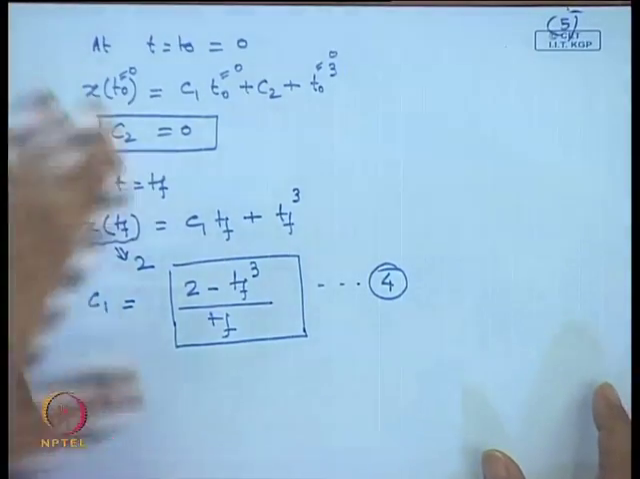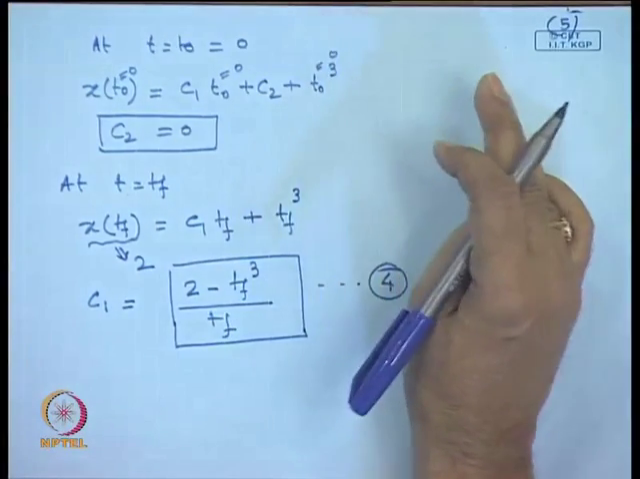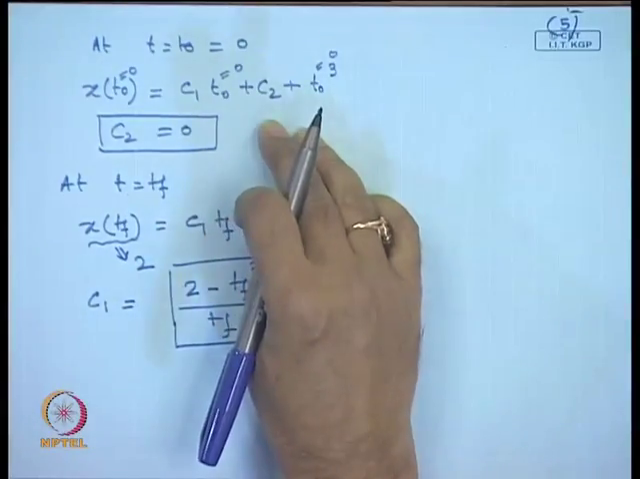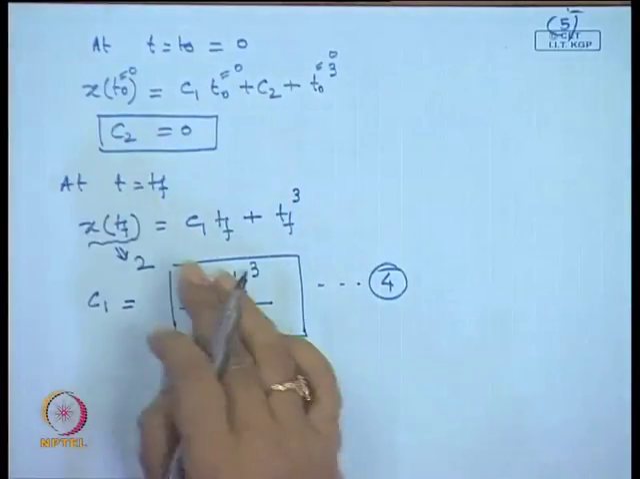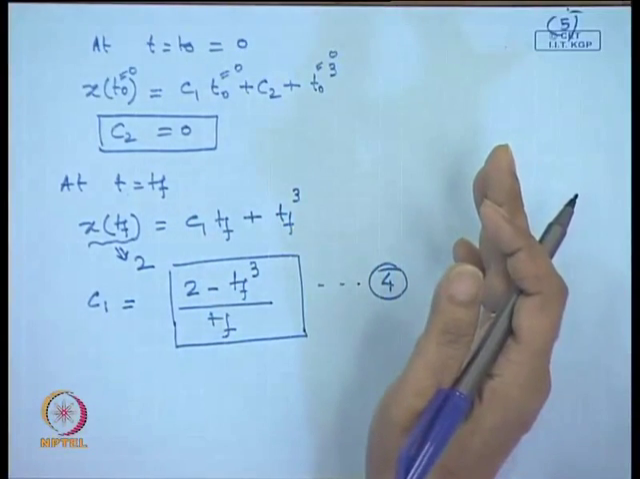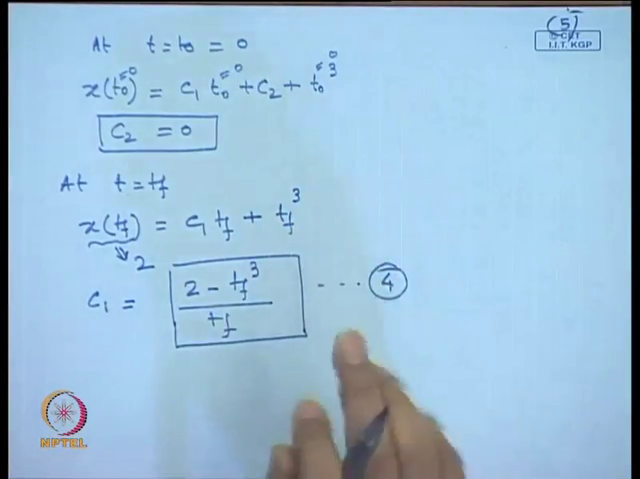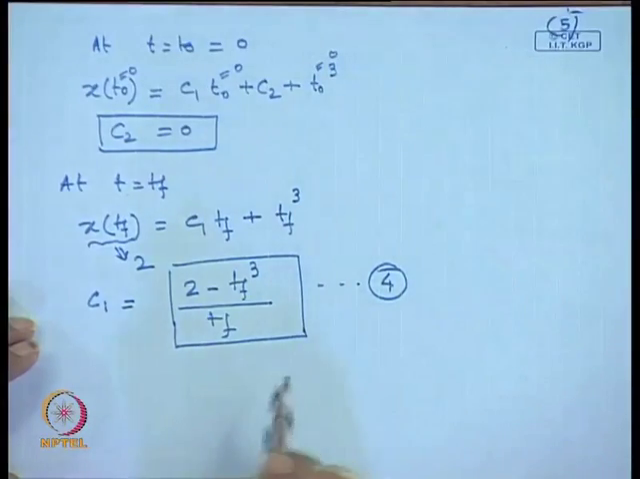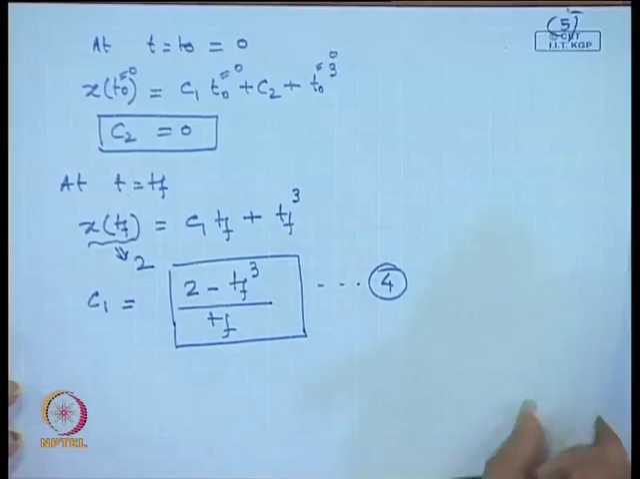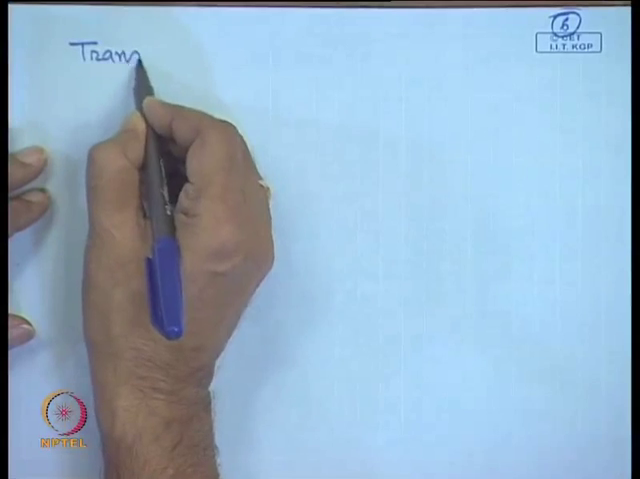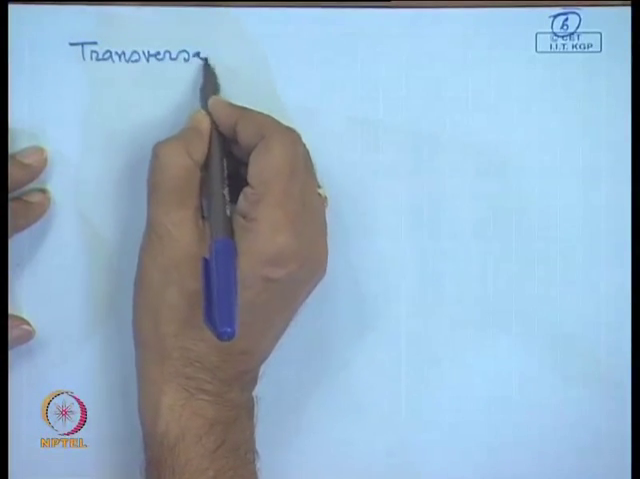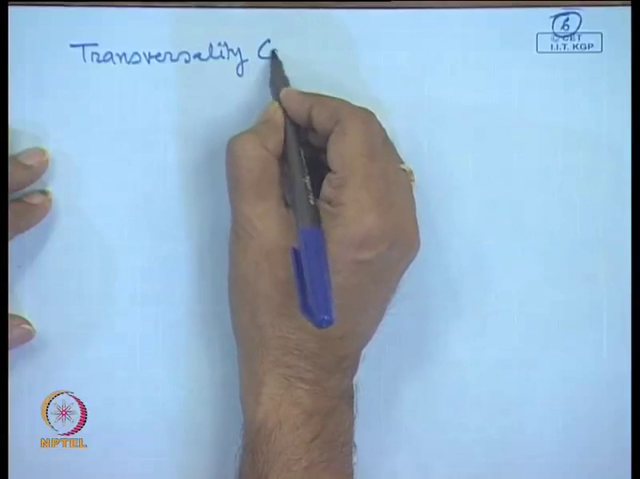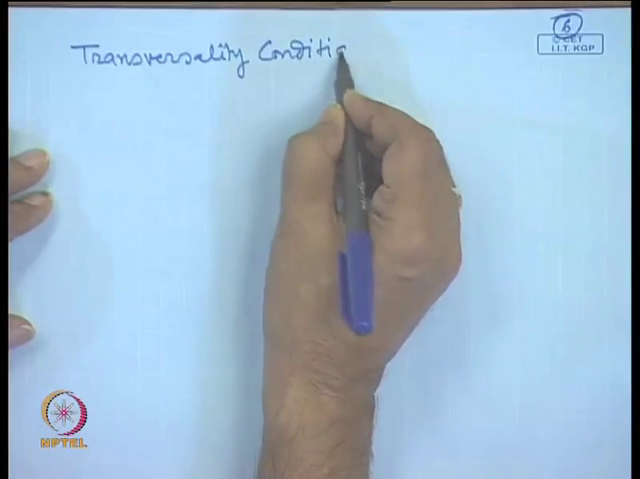So, now c 1 value we know, c 2 value we know. So, the description of our optimal trajectory is known, provided t f is known, that is, at what time t f we will reach our x of t f equal to 2. So, now the condition coming is the transversality conditions.